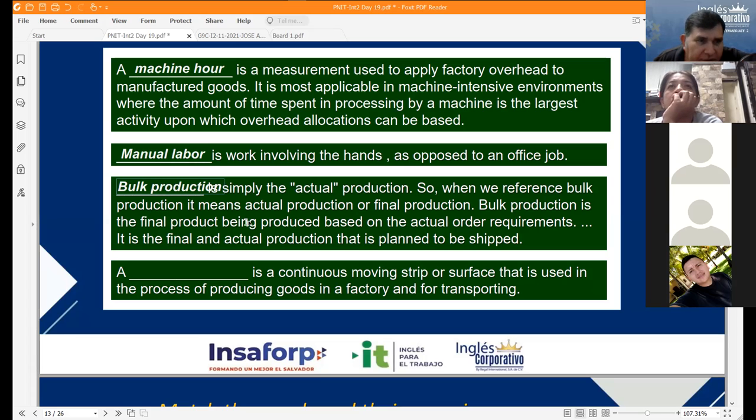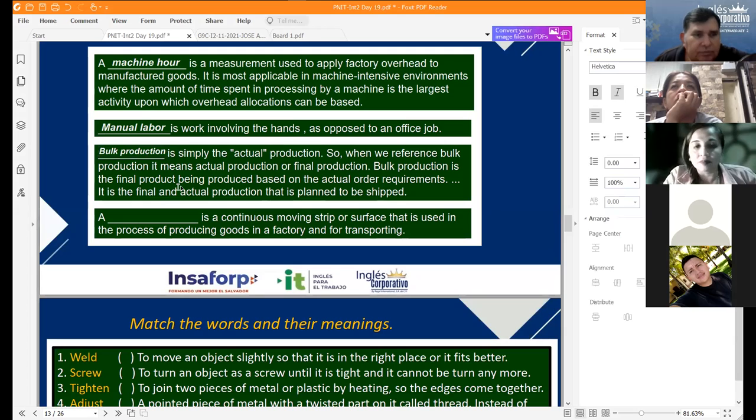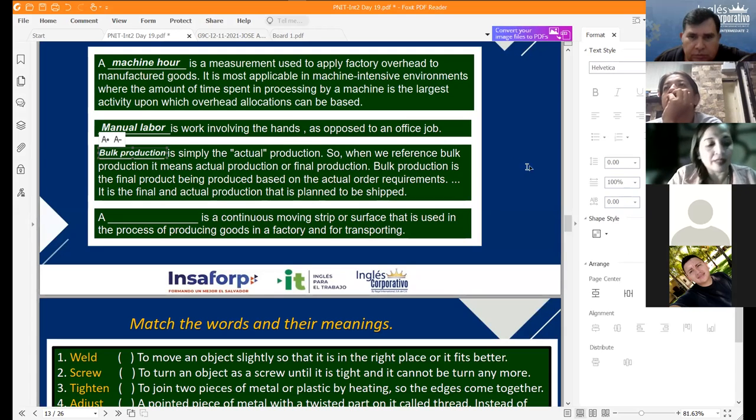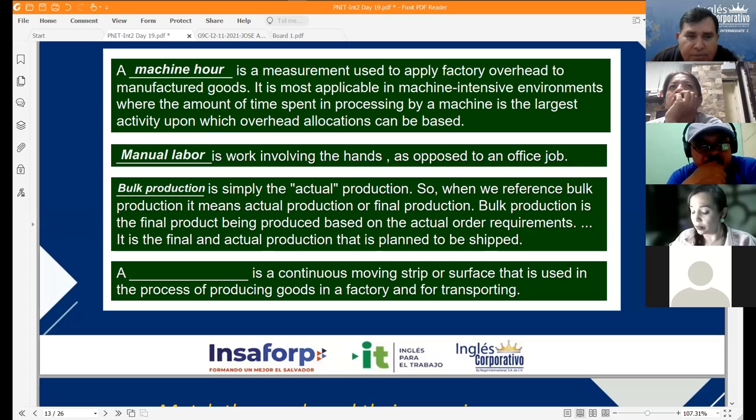Okay. I'm going to make it smaller, if it is possible, and we say, yes, it is possible. Okay. So bulk production is simply the actual production, the production that we already have, the one that we are going to send in the trucks, right? So when we reference bulk production, it means actual production or final production. Bulk production is the final product being produced based on the actual order requirements. It is the final and actual production that is planned to be shipped. Okay, so that would be the idea.